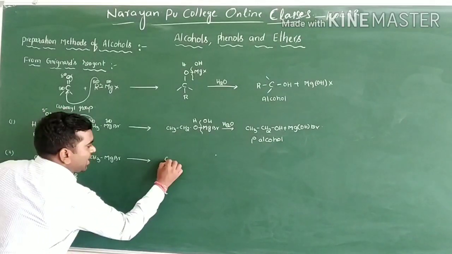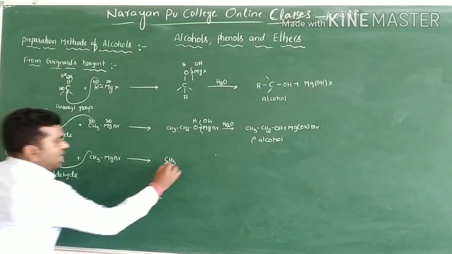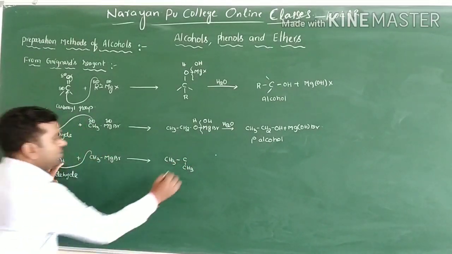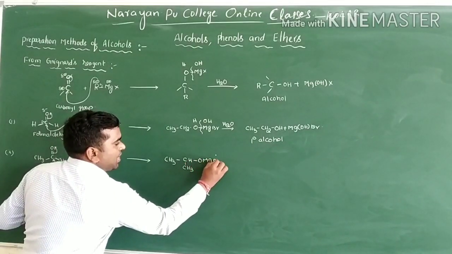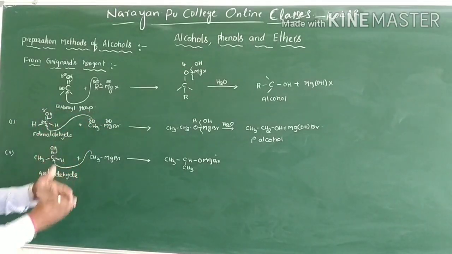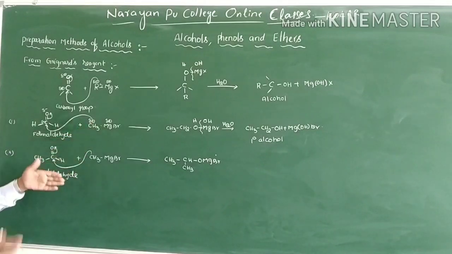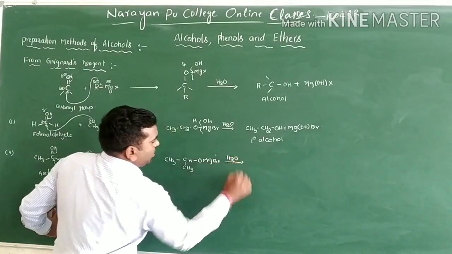Then what compound will you get to see? There is a CH3, and this CH3 will be added. So CH3 and H will be there, H and OMgBr. Because MgBr has a positive charge and O has a negative charge, there will be a bond. And here the carbon is positive and CH3 is negative, so there will be a bond. Then we do the hydrolysis.